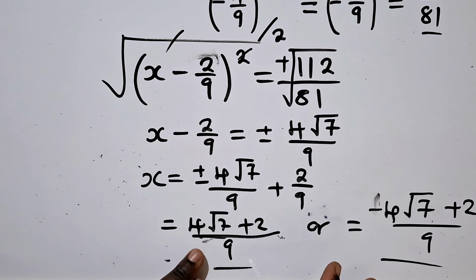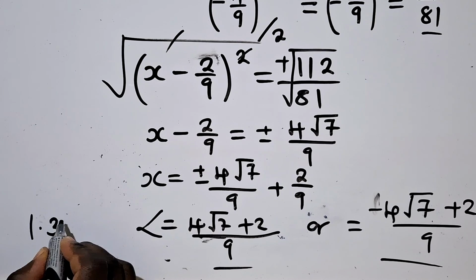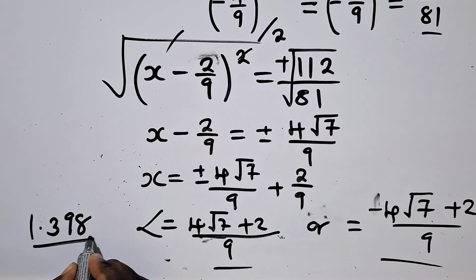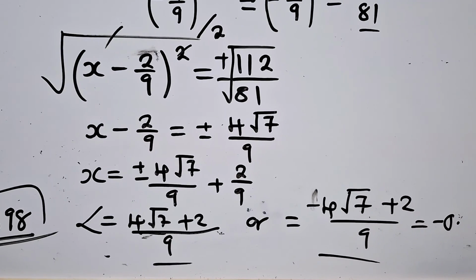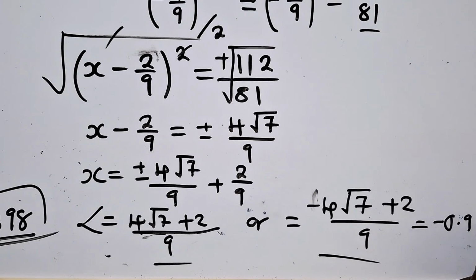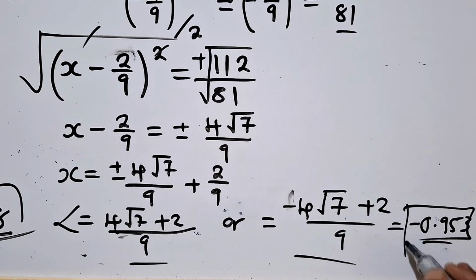And if you want to leave these answers in decimal form, the first one here will be 1.398. The next one here will simply be equal to negative 0.953. So these are the two solutions.